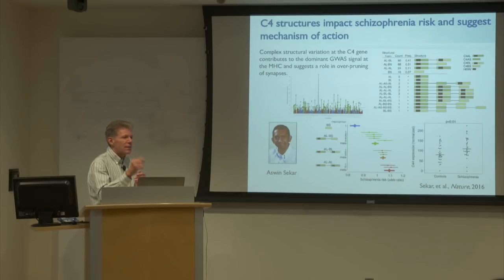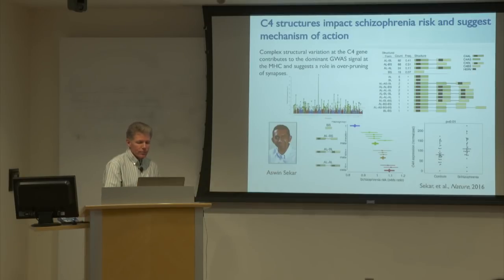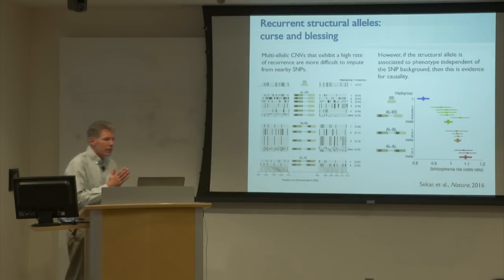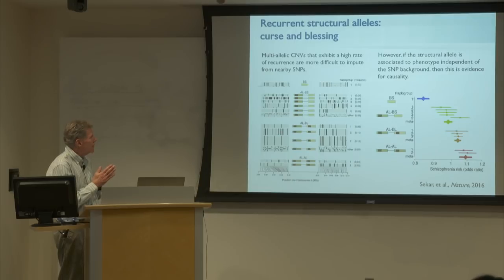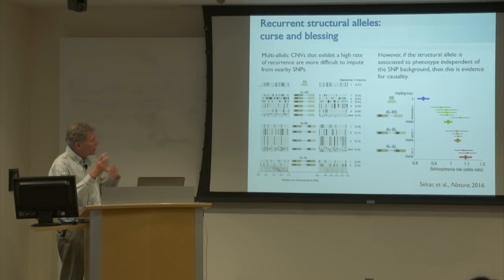the number of copies of C4a you have, more or less independent of whether they're long or short. And part of the lesson of what Ashwin did here and what he learned was that he used this idea that there's these multiple recurrent forms in a very important way. So these multiple recurrent forms can be either sort of a blessing or a curse, right? Because these forms are recurrent, they're difficult to impute and they all exist at low frequency.